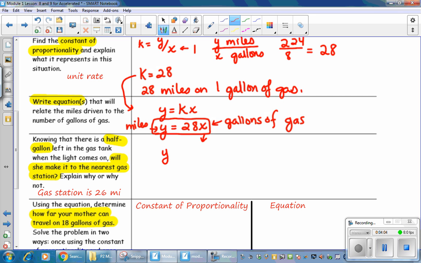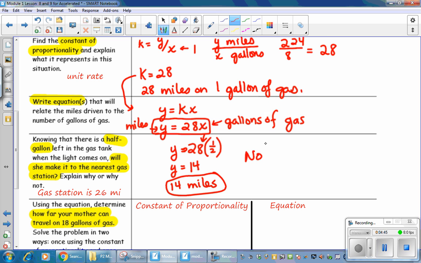So we'll use the equation y equals 28x, and we'll substitute x for the half gallon. And remember that when you have two numbers next to each other with parentheses, that indicates multiplication. So we want 28 times half, and half of 28 is 14. So solving our equation, y equals 14. Now remember that y is the miles, and that means if you have a half a gallon of gas, you can drive 14 miles. So she does not have enough gas to get to the gas station. It is farther than 14 miles.